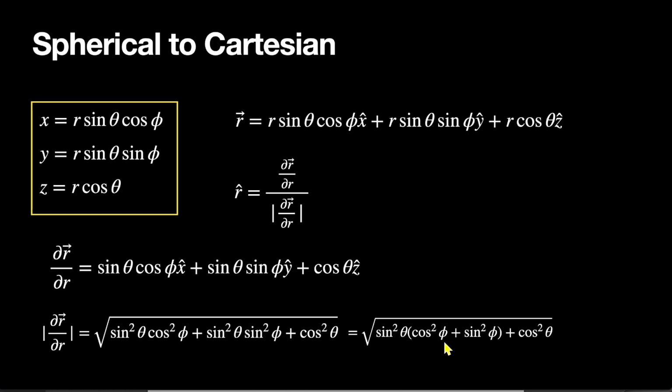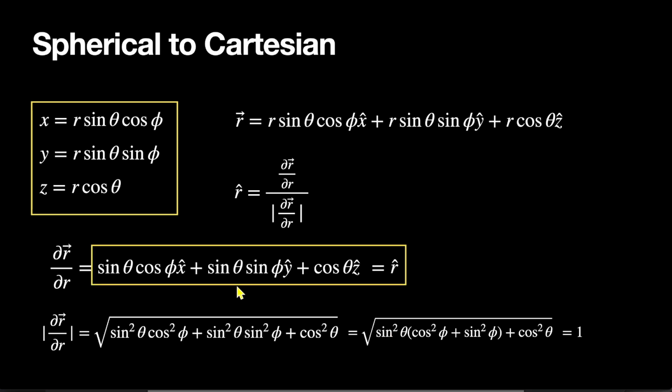So that's going to be 1 because cosine squared phi plus sine squared phi is 1. That's a trig identity. And now we're left with sine squared theta plus cosine squared theta, which is also 1. So I get 1. So now I divide this by 1, and so that means that this is my unit vector r hat in Cartesian coordinates. So that's kind of an important idea.